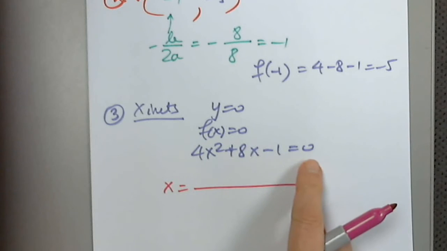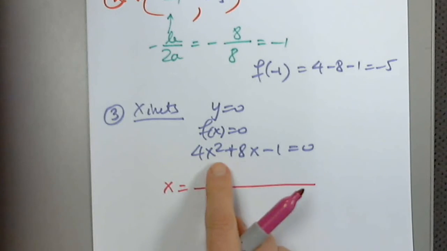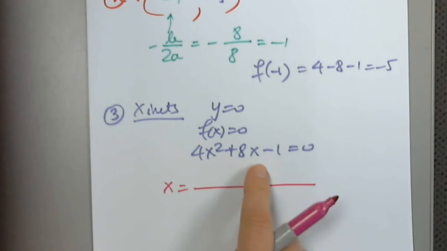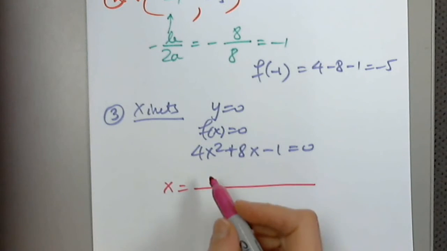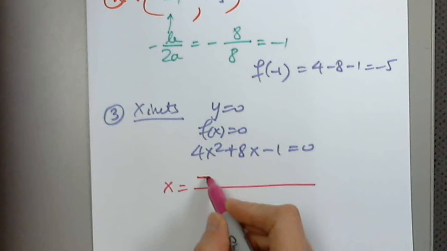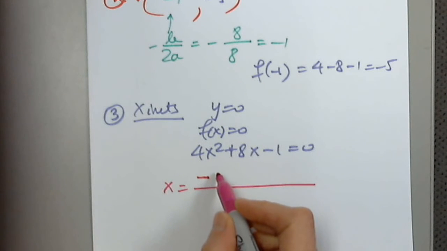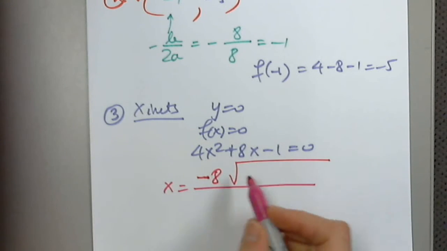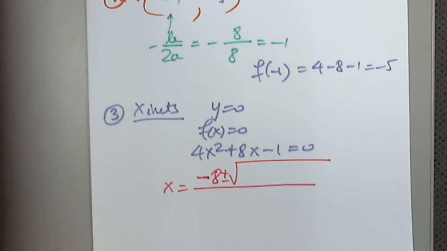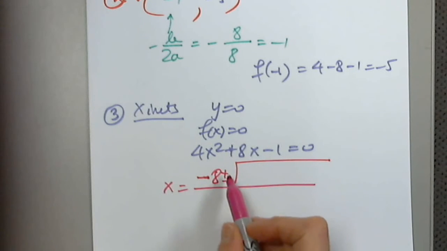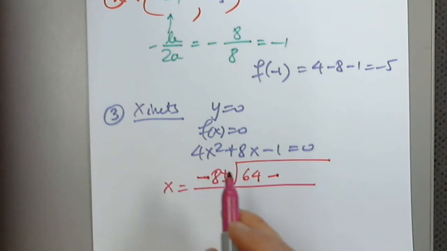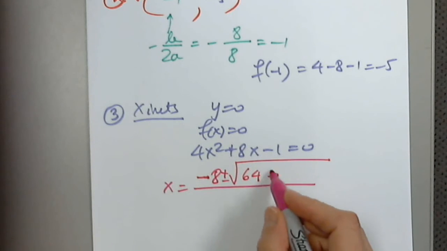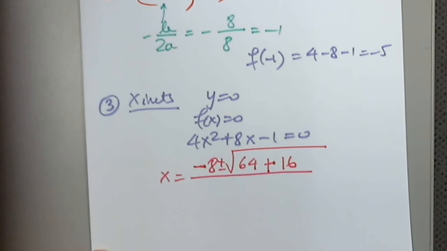And remember, it's already arranged in that format, in descending order, equals 0. Otherwise, I can't use this. So negative b. Good. The square root of, I forgot, I'm sorry, plus or minus, of course. Negative 8 plus or minus the square root of 64 minus 4 times 4 times negative 1. So plus 16. Very good. Over 2 times 4, which is 8.